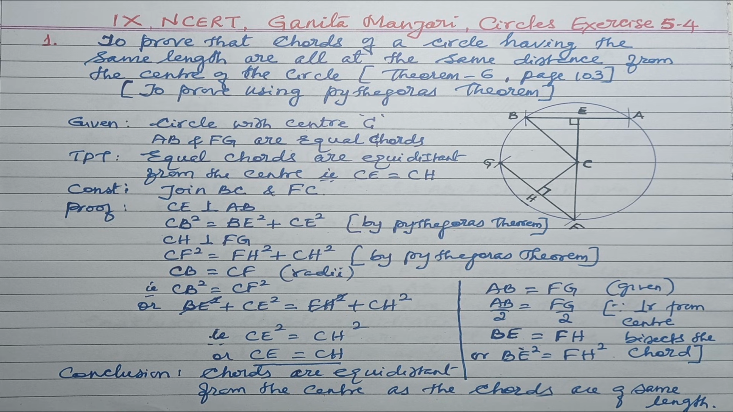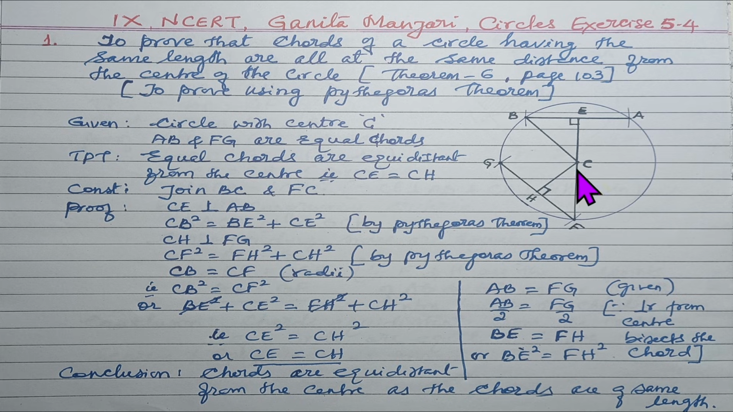Now, let us take the circle with center C. Before that, this theorem is there on page number 106, theorem number 6. It is proved using the congruency of triangles, but here we have been asked to prove the same theorem using Pythagoras theorem. So let us understand how to do that.